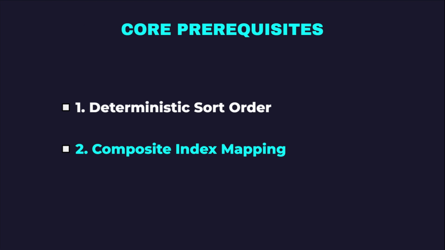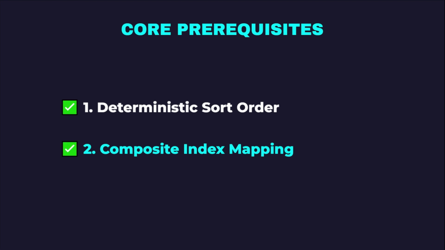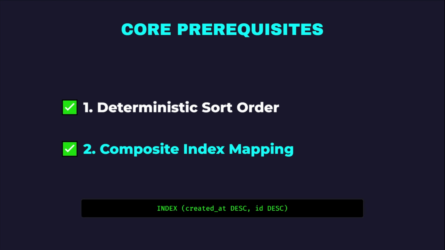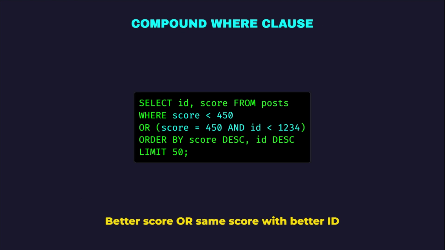Keyset requires two critical prerequisites for correct and efficient operation. First, the sort order must be stable and deterministic. If the sort column, for example, a non-unique timestamp like created at, contains duplicate values, you must append a unique tiebreaker, typically the primary key. Second, a composite index covering the sort column and the tiebreaker column is mandatory. For sorting by created at descending, the index must be defined as a composite index on created at descending and identifier descending. Without this specific composite index, the database cannot perform the necessary range scan efficiently.